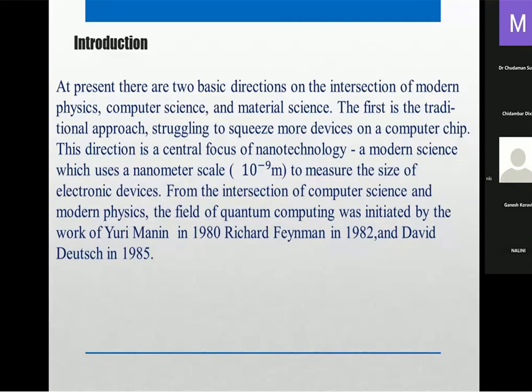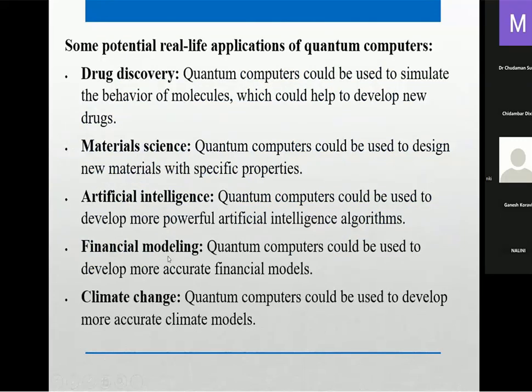The other direction is the central focus on nanotechnology, a modern science which uses the nanometer scale, 10 raised to -9 m, to measure the size of electronic devices, from the intersection of computer science and modern physics. The field of quantum computing was initiated by the work of Yuri Manin in 1980, Richard Feynman in 1982, and Deutsch in 1985.